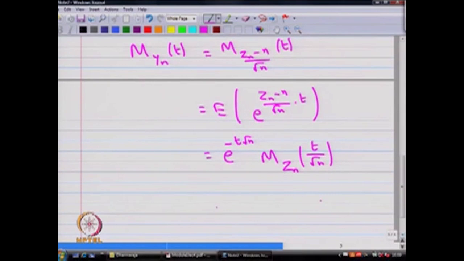So that is the same as e power minus t times root n. Just now we found the moment generating function of Zn. So use the same thing, but replace t by t divided by square root of n. Therefore, this becomes e power n times, wherever there is t you replace it by t by square root of n, so t by square root of n minus 1.